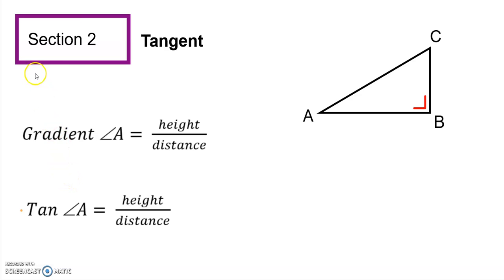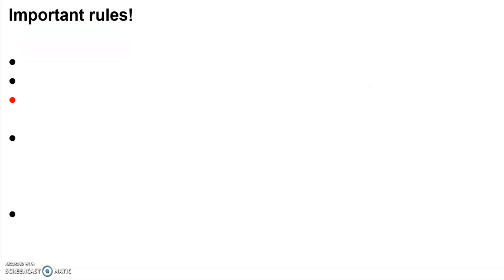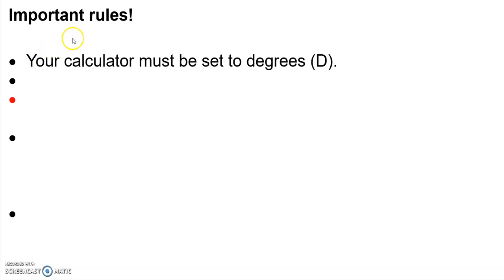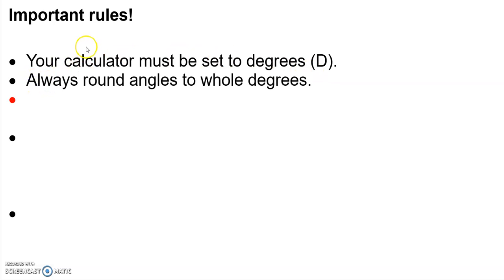But before we start with some examples, I'm going to show you some important rules. So the first rule is your calculator must be set to degrees. You can check this at the top of your calculator screen. It should say D for degrees. Second rule, always round angles to whole degrees, because we're going to calculate some angles, and this is just something we agreed on, that we always round angles to whole degrees.